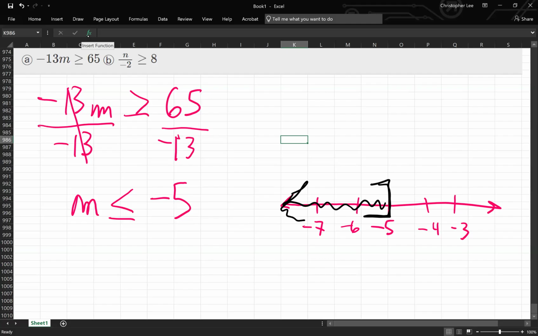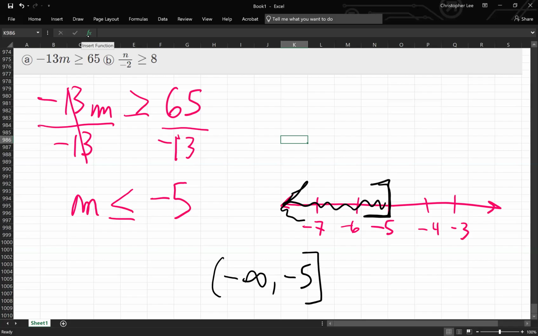All right. Let's talk about interval notation. This is going to be open parentheses, negative infinity, comma, negative 5, close bracket. And then that's my answer. Any questions on this, anybody? Good? No. Go ahead.